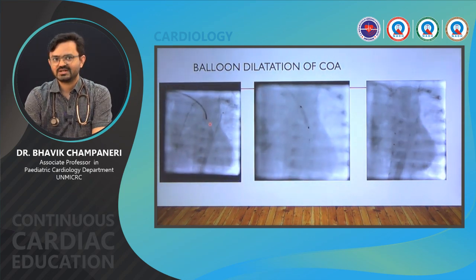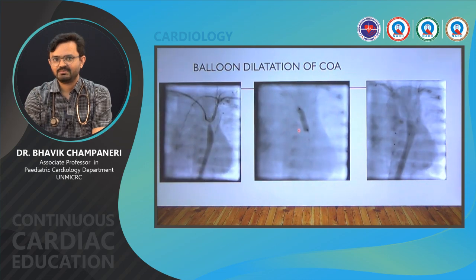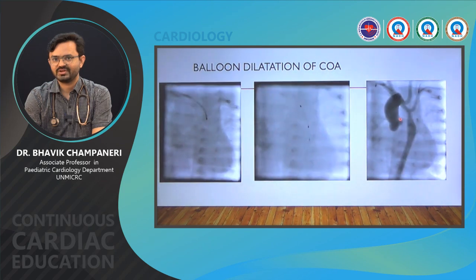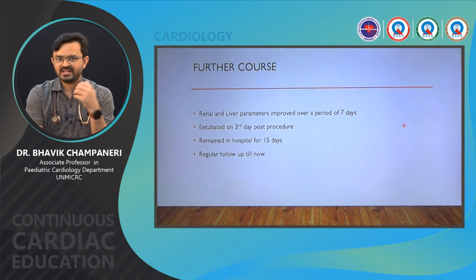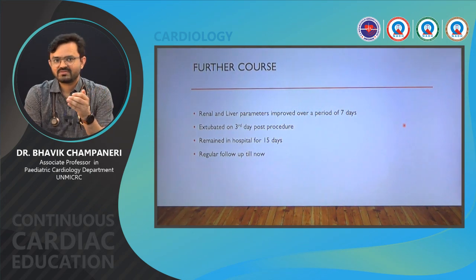This is an angio. You can see it's a critical post-subclavian coarctation of aorta, and the patient underwent balloon dilatation of coarctation, and this is a post-procedure angio showing a well-open coarctation of aorta. Renal and liver parameters improved over a period of 7 days, he was extubated on the 3rd day post procedure, remained in hospital for 15 days and has been on regular follow-up till now.